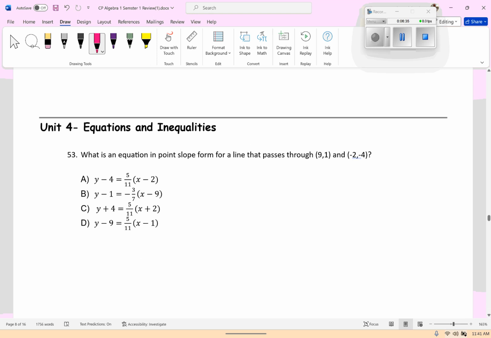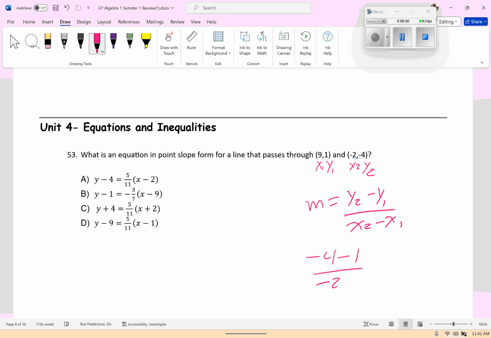Write an equation in point slope form that contains this. First thing I'm going to do is label x1, y1, x2, y2. Find the slope, which is this equation: negative 4 minus 1 over negative 2 minus 9. It's negative 5 over negative 11, so that's 5 over 11. So I'm looking for a slope of 5 over 11. So this one works, this one doesn't, this one works, this one works.